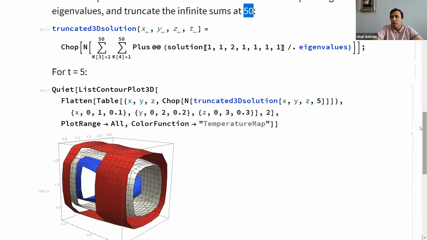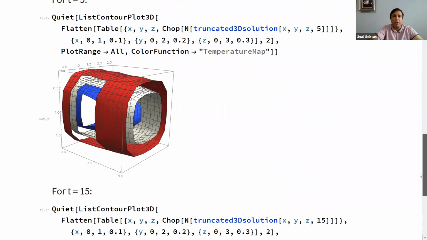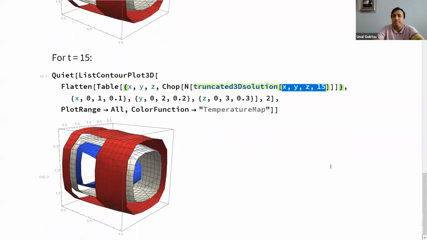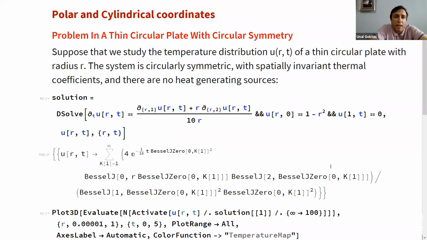And for the same solution for t equals 15, the plot will look like this. So this covers the rectangular coordinates for the heat problem, and now we work with polar and cylindrical coordinates. The first problem is a thin circular plate with circular symmetry. Since we have circular symmetry, we have no theta dependence.